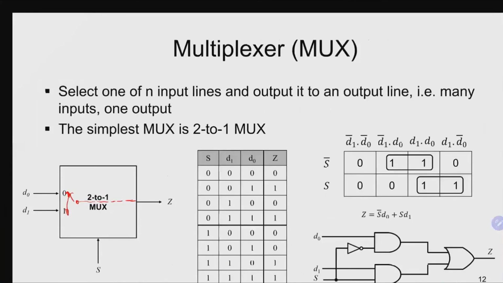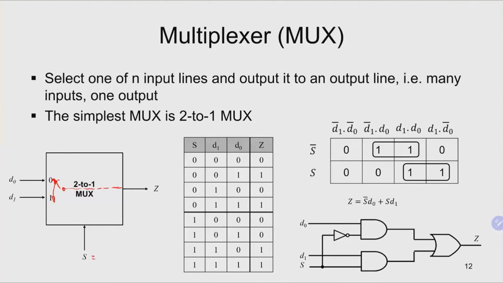So if S is equal to 0, you point the switch to D0. And if S is 1, you point the switch to D1. That's the concept of this multiplexer. This allows us to combine many different lines into a single output.